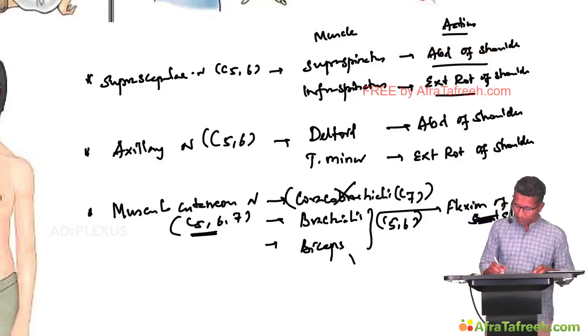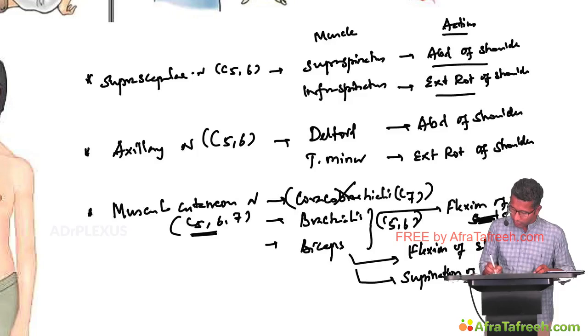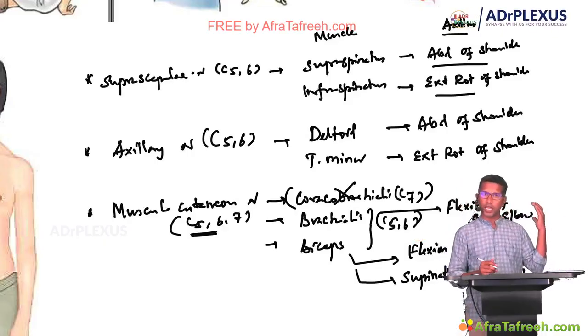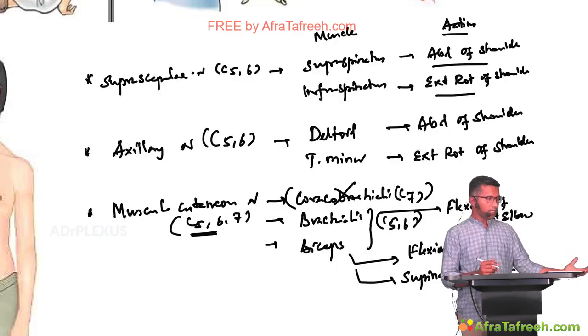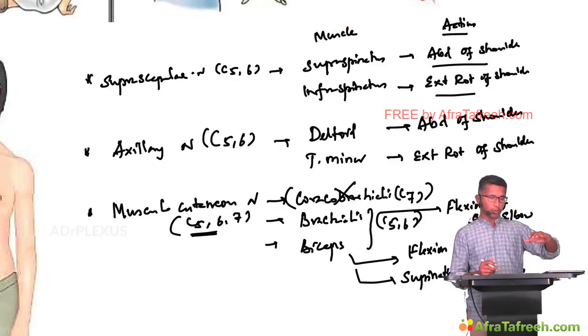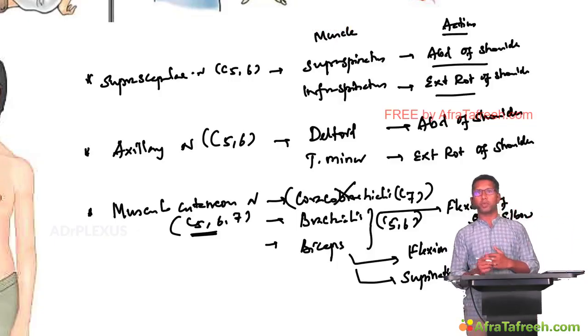And what is the function of biceps? Biceps has two functions. Again it causes flexion of the elbow. In addition to that, very important, it also causes supination of the forearm. Okay, very important point, guys. So brachialis helps in flexion of the elbow joint, whereas biceps not only helps in flexion of the elbow joint, it also helps in supination. So the supination action is produced by biceps.